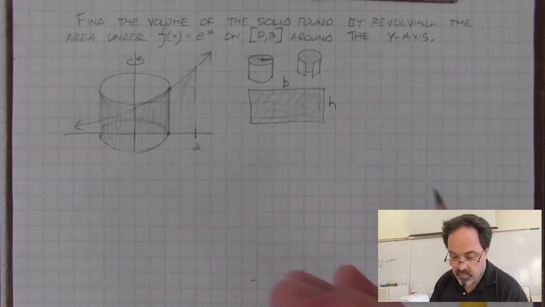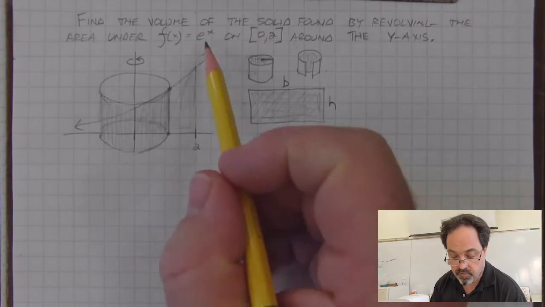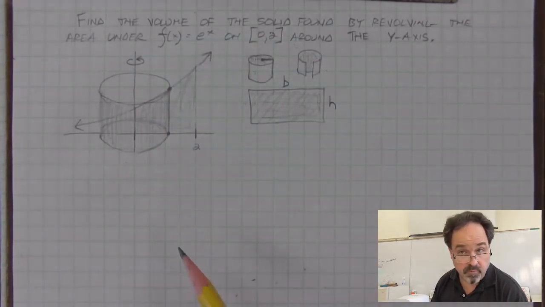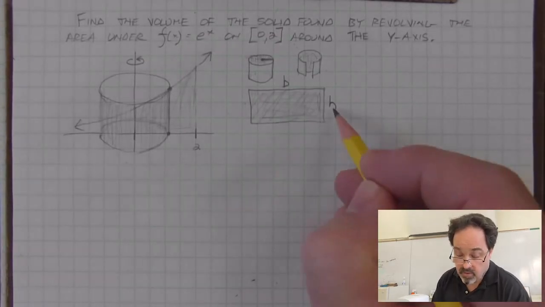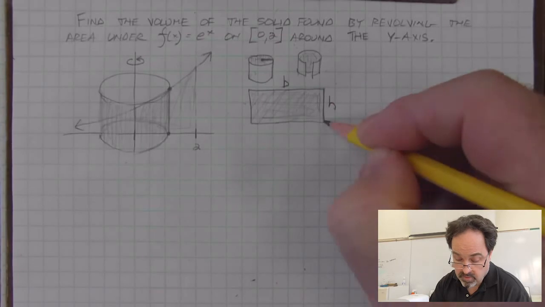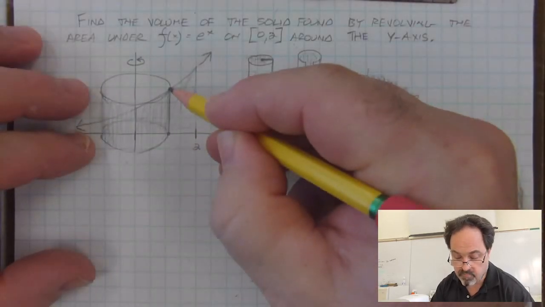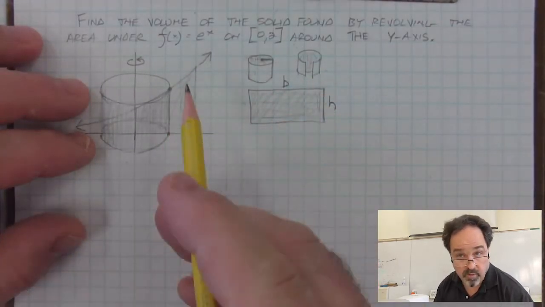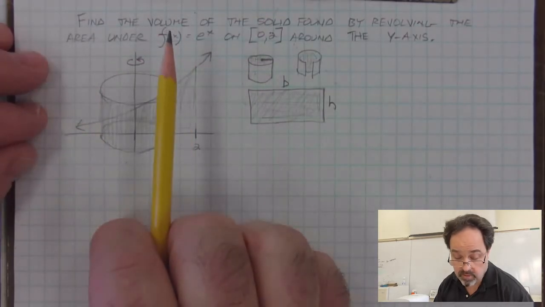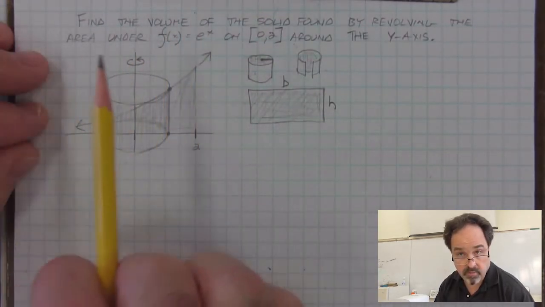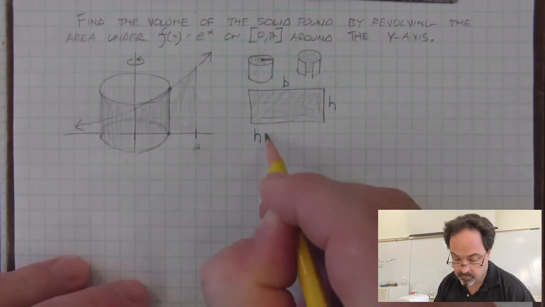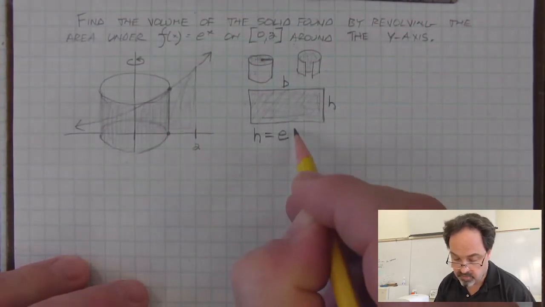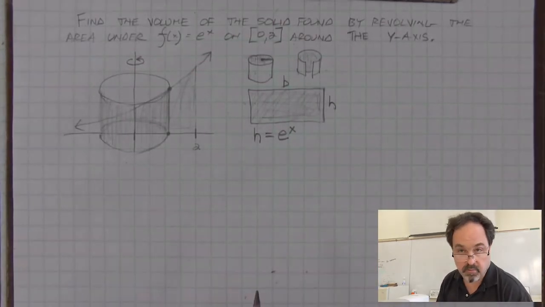So how does the base and height relate to the function given? And how can I use the function in order to calculate the area of that rectangle? The height is the same thing as the value of the function, that was the representative vertical line that got rotated. The height comes from the function values, in this case, e to the x.